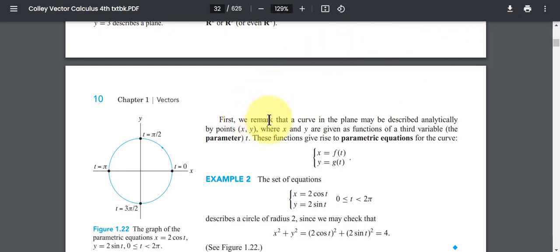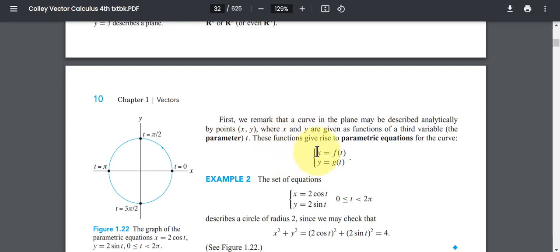So let's read this. First, we remark that a curve in the plane may be described, analytically meaning with equations, by points. Yep, that's for sure. A curve may be defined by points x and y, where x and y are given as functions of a third variable, the parameter. So t is called the parameter in this discussion. As t changes, we get a different value for x, a different value for y, meaning we get a different point.